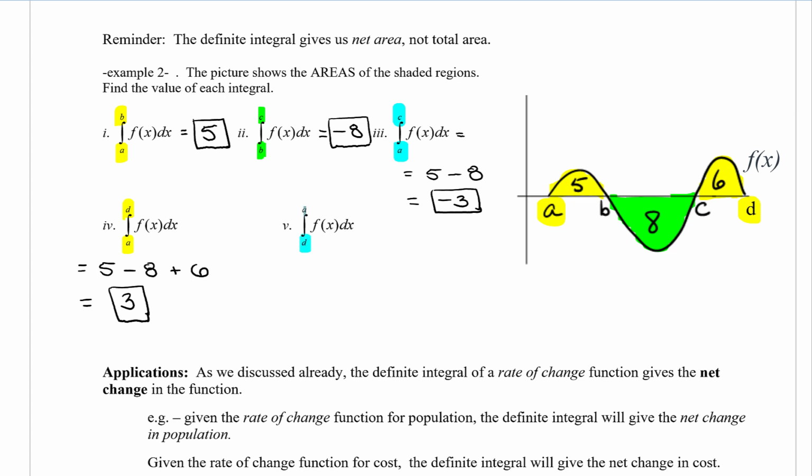Our next example says the integral from d to a of f of x dx. Well, notice that the limits of integration from the problem that we just did here are just switched. So in that case, if we switch the limits of integration, integrating instead from d to a, this will be the same as the first integral we did here, but negative. This is because we are integrating in the opposite direction.